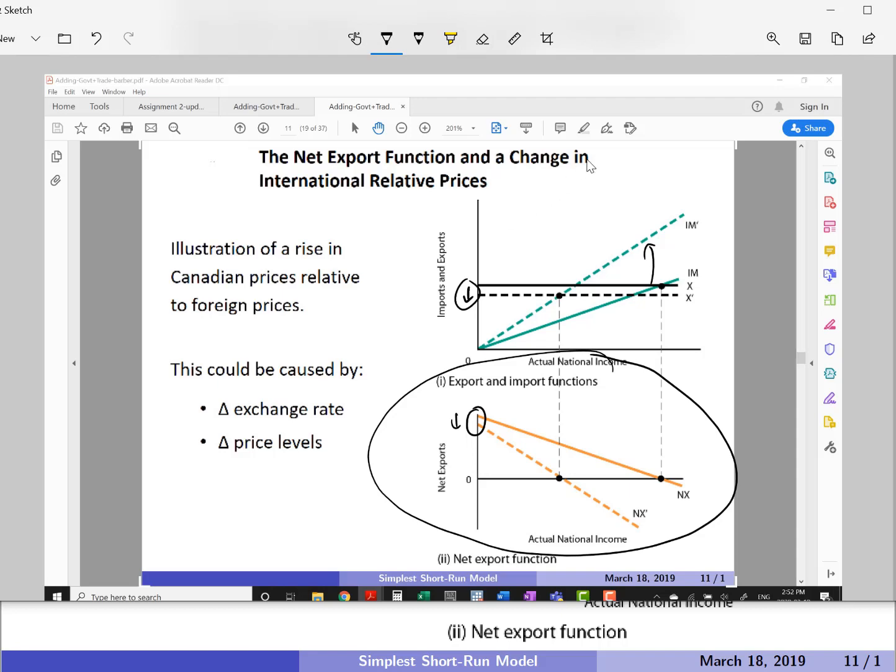So that's what's happening when you have a change in either relative prices or the exchange rate. Think of those as the same kind of changes. An increase in Canadian prices relative to foreign prices, or an exchange rate change in the same direction, would have the same effect. We'd be shifting this net export function down and making it steeper.